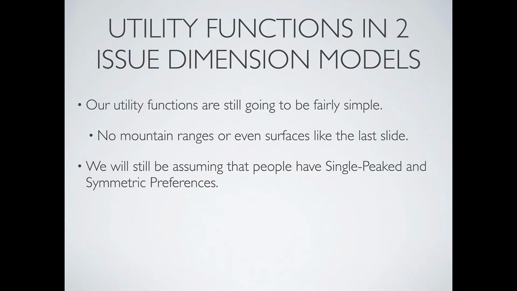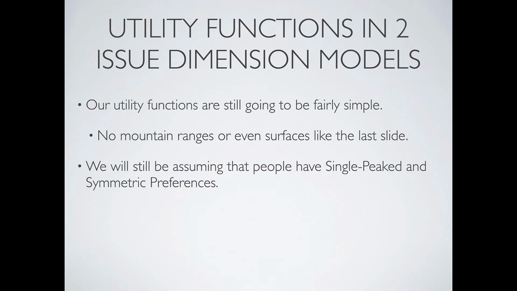So what are our utility functions going to look like? Well, our utility functions are still going to be fairly simple. We're not going to have mountain ranges or surfaces like that, a volcano surrounded by a donut or something like that. We're going to be assuming that people have single peaked and symmetric preferences. So they're going to have one point in the space that maximizes their utility, and then as you move away from that point, their utility function is going to slope downward.